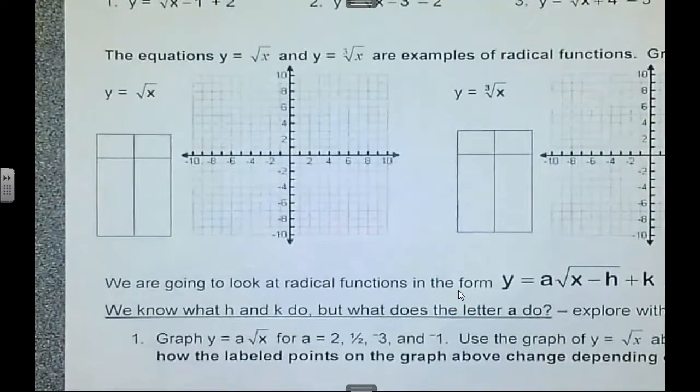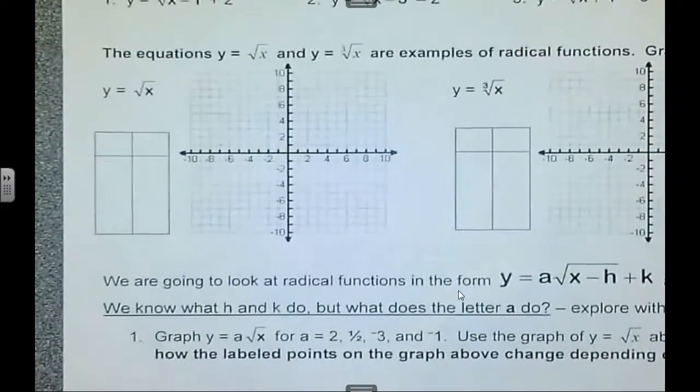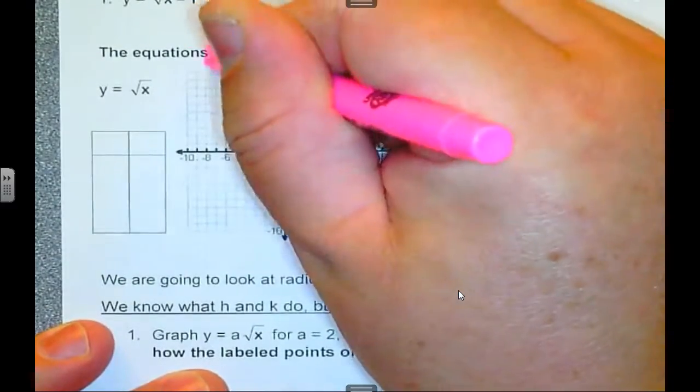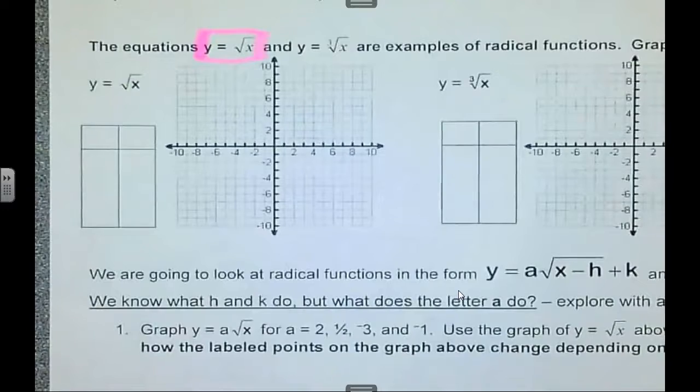Radical functions. Let's look at radical functions. Everybody's got their calculators, right? Here's my parent function, the square root of x. You guys are all experts now on transformations, right? Okay, let's graph the function square root of x.